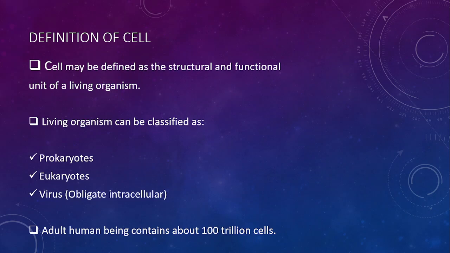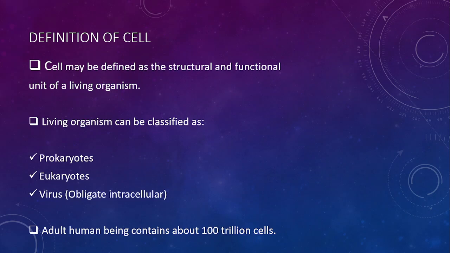Structural, because a particular structure, whether it's an organ or an organelle, is made up of billions of cells. And functional, because the function of the single cell by which the organ is made up and the function of the whole organ is the same. So in the definition of a cell, you must mention both terms: structural and functional unit.